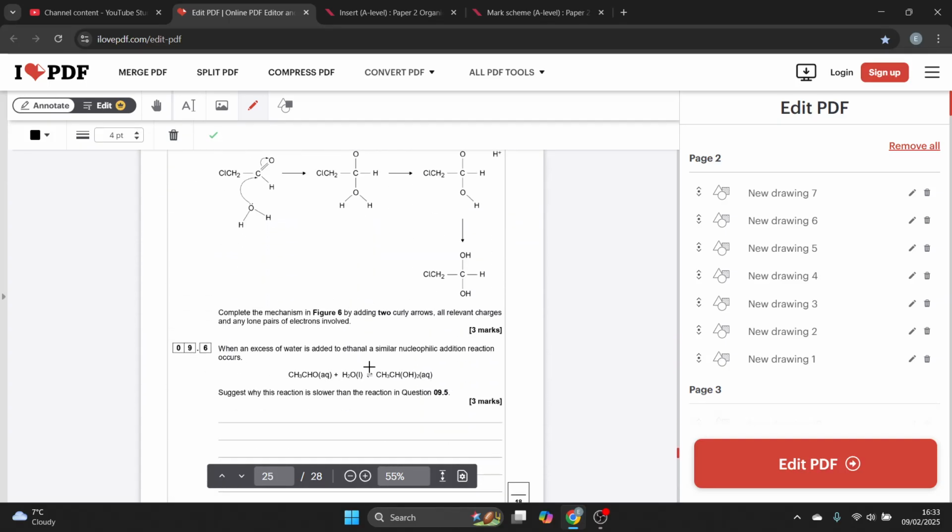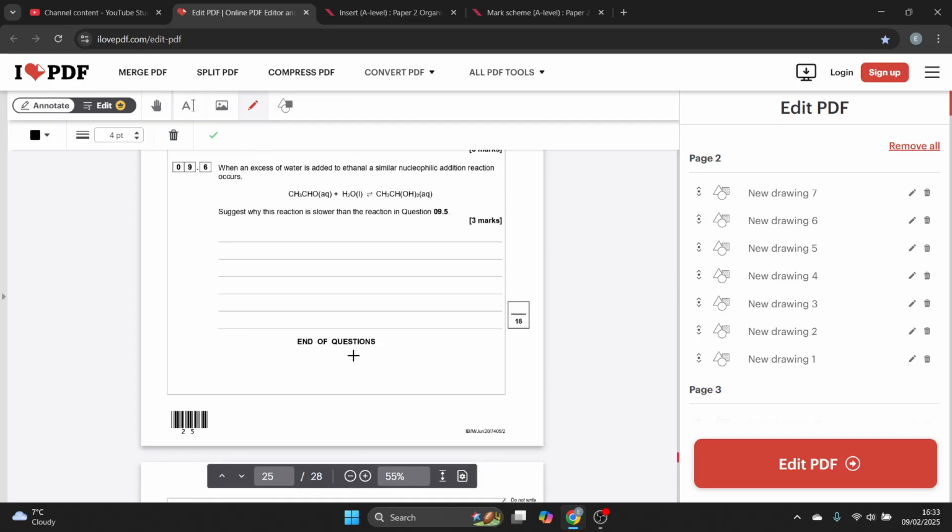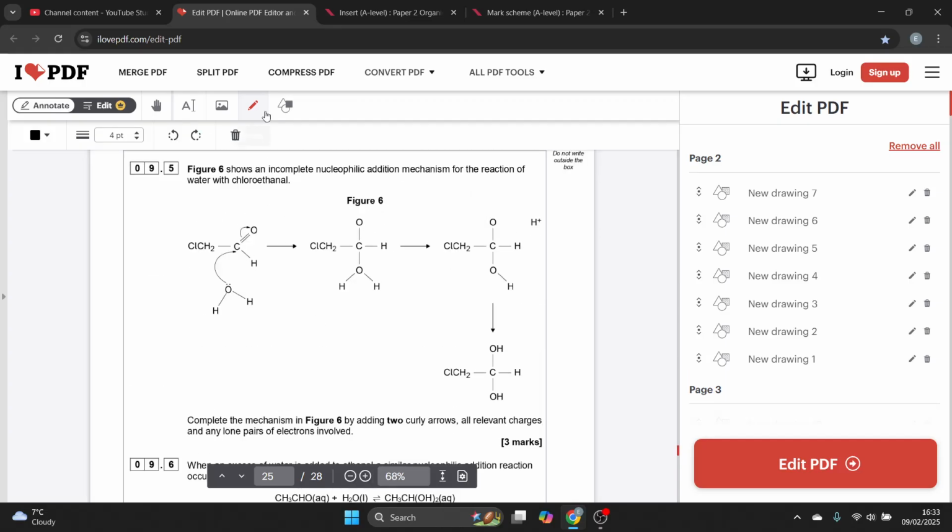Then it says complete the mechanism by adding curly arrows, and it's a nucleophilic addition mechanism. So it's not nucleophilic addition-elimination, so that's fine. Well then, we've got a lone pair of electrons here, minus charge, and then what happens? Well, you're not forming a double bond and leaving, because that's nucleophilic addition-elimination. That's definitely positively charged. Goes here.